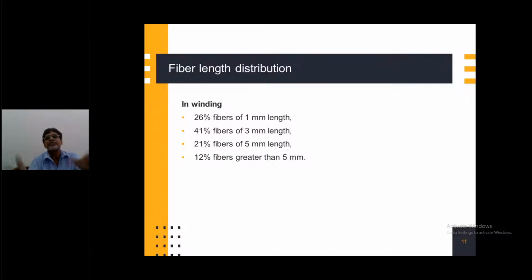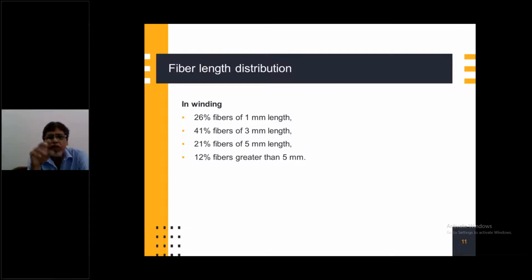So I just try to give you some idea of what these flies mean and what their characterization is. If you characterize the fly which is flying in the room, it can be around 25 to 26% fibers of 1 millimeter length, 41% of 3 millimeter, 21% of 5 millimeters, and 12% of variable fiber.